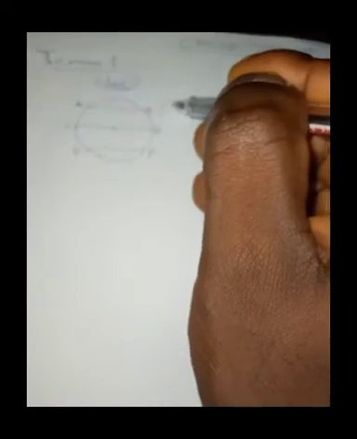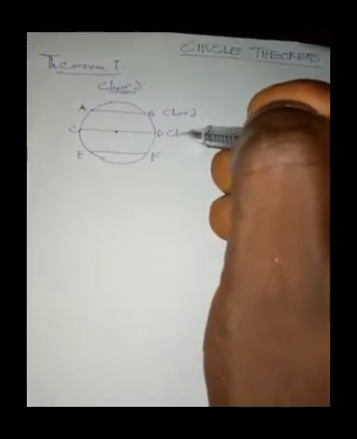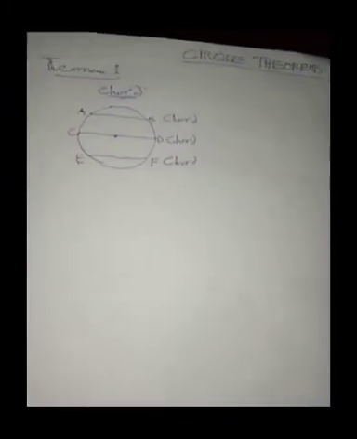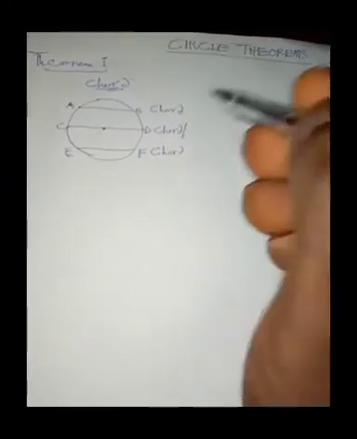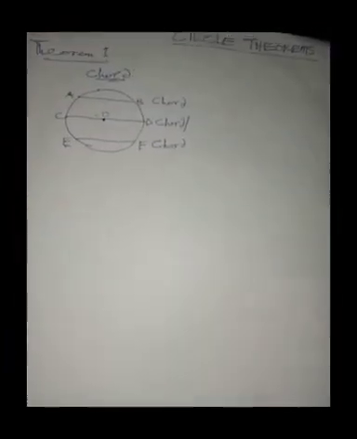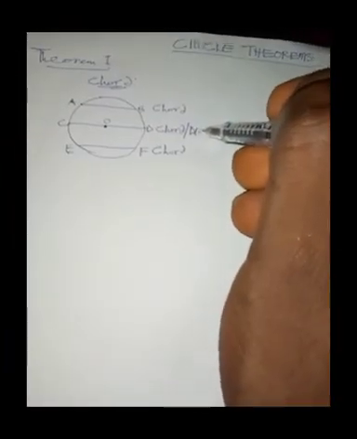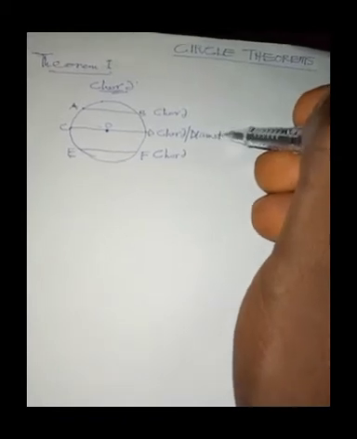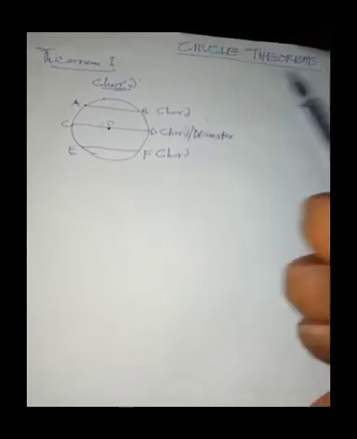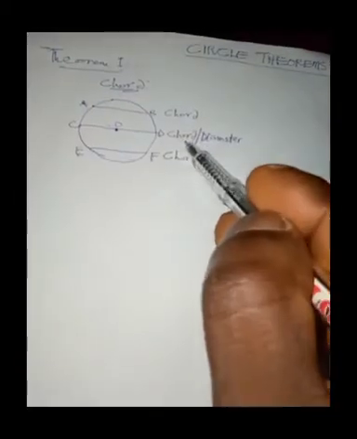AB is a chord. CD is also a chord. EF is another chord. But a chord that passes through the center of a circle with center O is called a diameter. Which means that a diameter is a chord. Diameter is also a chord.